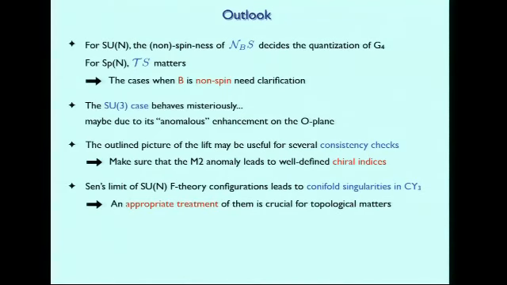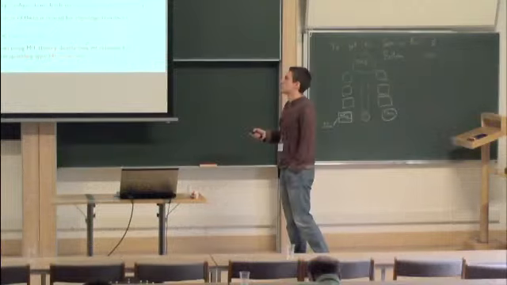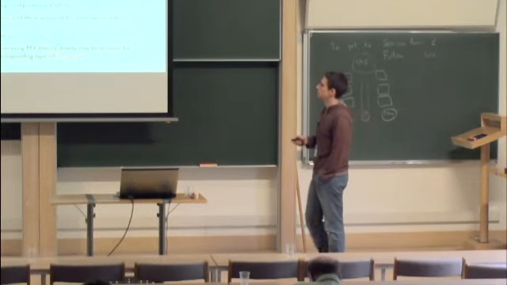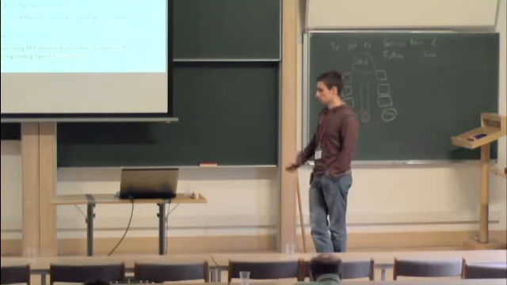Another very important point: Sen limits of the SU(N) configuration always lead to conifold singularities, which no one is able to resolve, and an appropriate treatment of them is crucial for deciding on topological matters like computing Chern classes. And finally, I have not discussed the Freed-Witten anomaly, the one that constrains the topological type of G4 to be pure torsion when restricted to the M5-brane worldvolume. It would be interesting to analyze this condition using the M/F-theory duality and to see what the consequences are for the corresponding type IIB instantons, which correspond to this M5-brane instanton in M-theory.